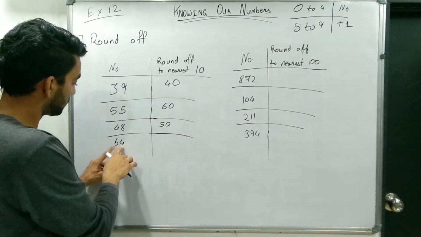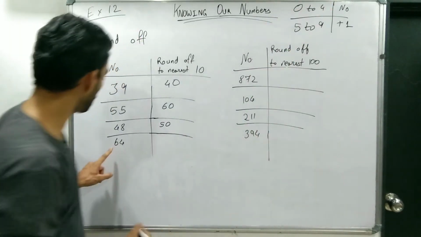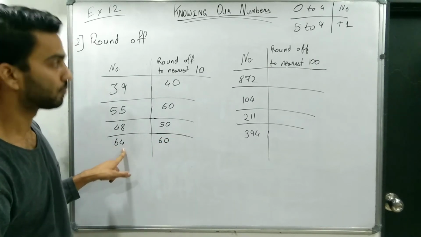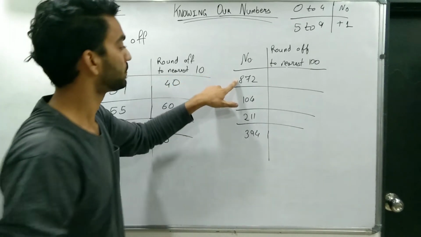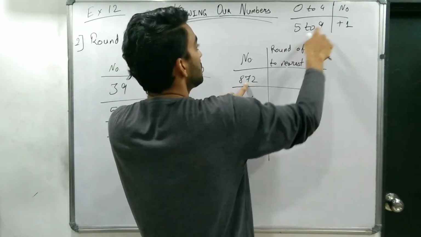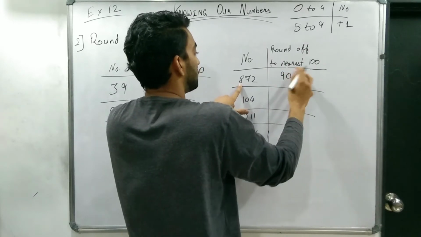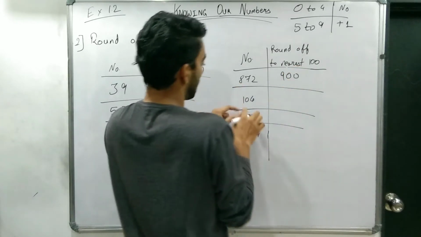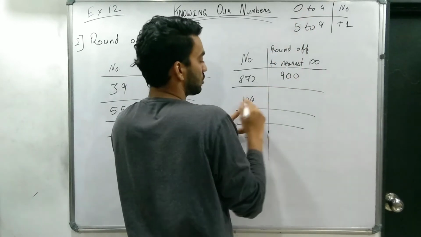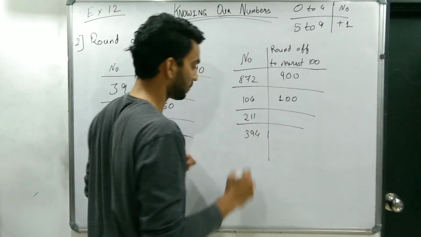Then this is the 10's place, and the next digit is in the first group, so there is no change here. 6 will remain 6 and this will become 0. Next, the 100's place. The 100's place is this, the next digit is 7. 7 is in the second group, so 8 plus 1 is 900. Then the 100's place is 1, the next digit is 0 which is in the first group, so there is no change, and the rest of the digits will become 0.